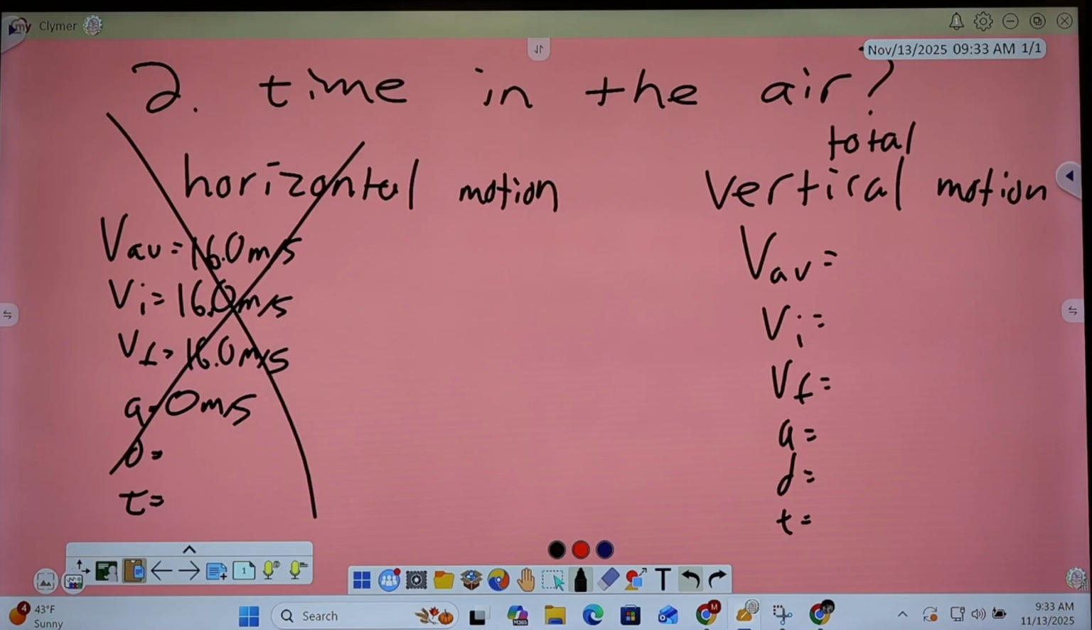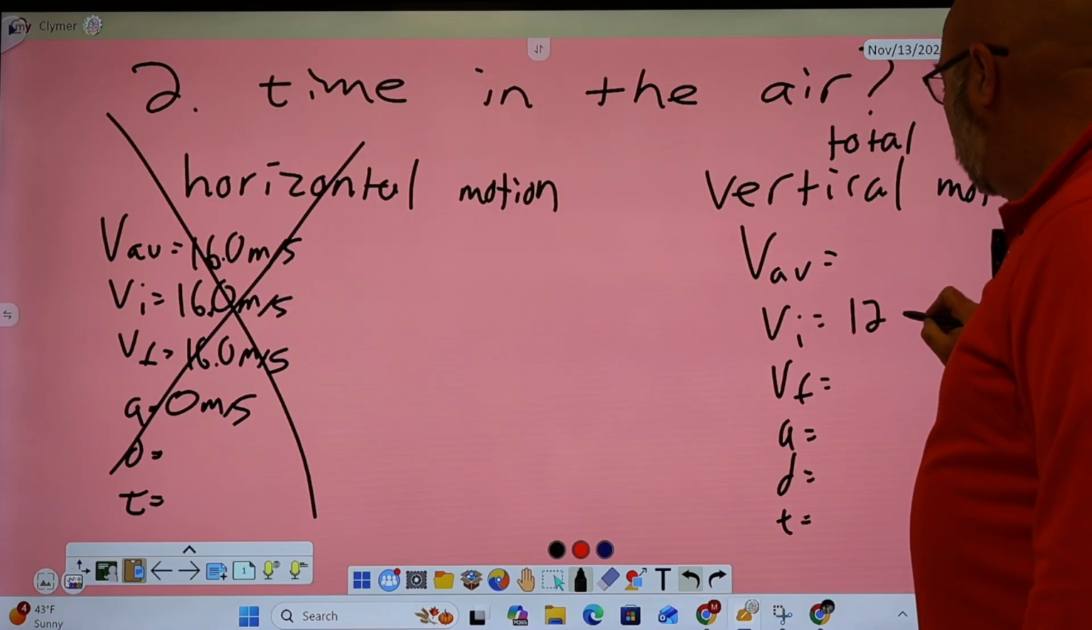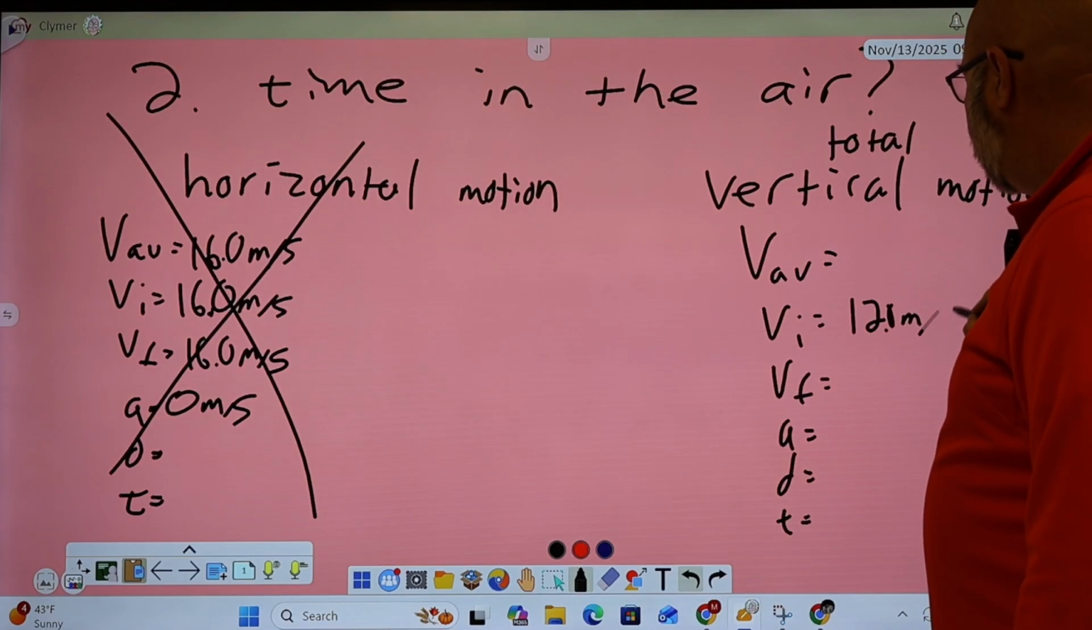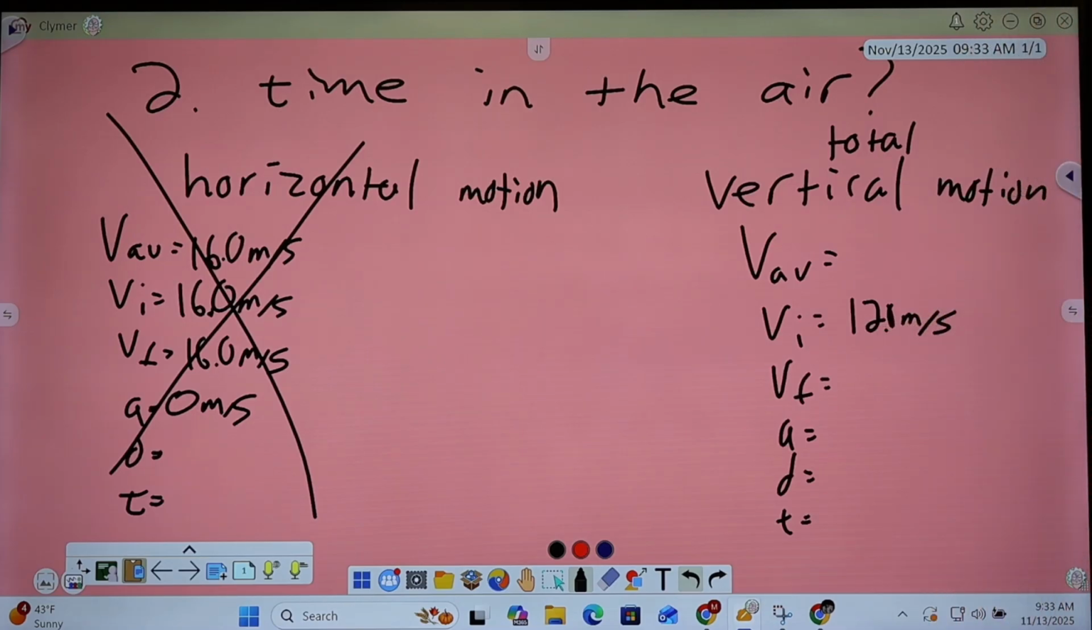Vertical motion. What was our initial vertical velocity? 12. Yeah, we already had this. This was the vertical number, 12 meters per second. What else do we know here? What's our final vertical velocity? Negative 12. How do we know this? Because it's falling. Because what does the ball do? It goes up, then it comes back down. And since we talked about the exact same height, it's going to have what final velocity?